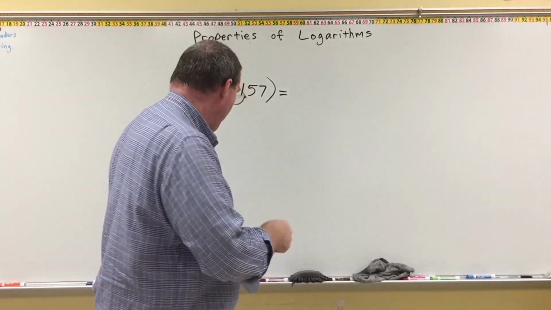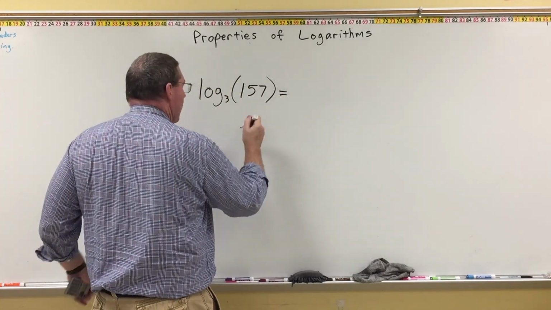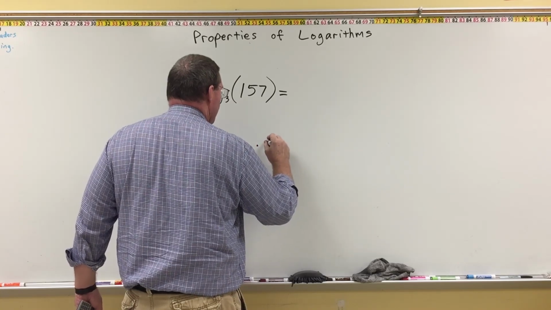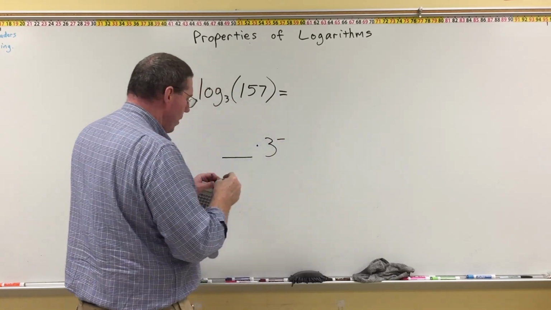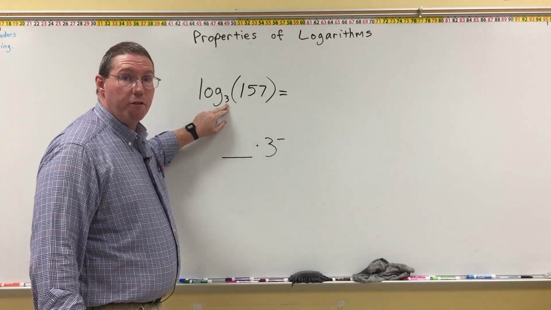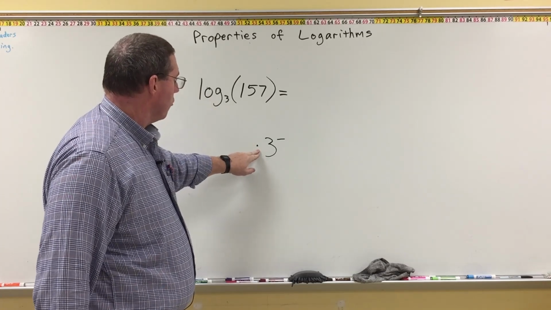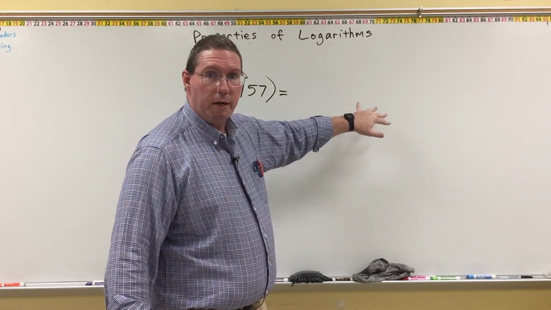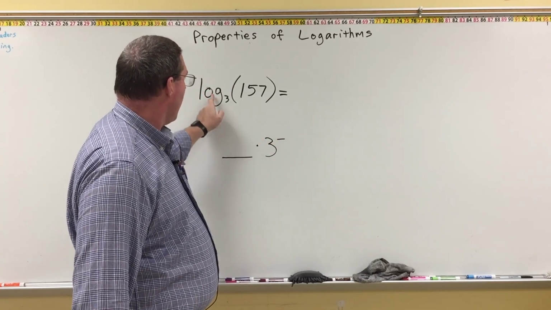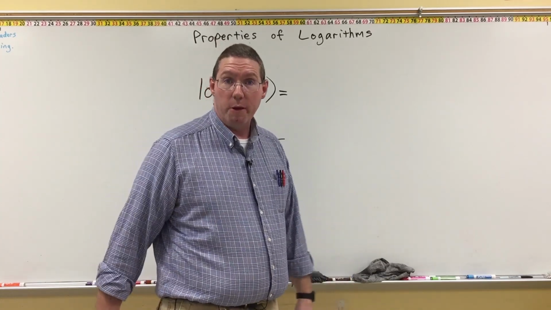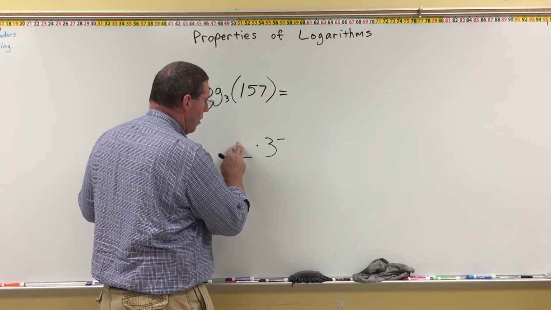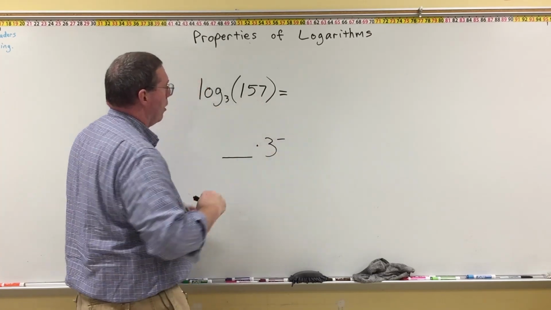And here's basically what we're shooting for. We want to turn that 157 into something that is equal to some number times 3 to some power. Now, the reason we want it to be 3 to some power is because we have a base of 3. This will then allow us to turn the multiplication into addition. Then we can move the exponent here over to the front, and we'll have a log base 3 of 3, which we already know equals 1. So we need to know what number can be multiplied by 3 to some power to equal 157.